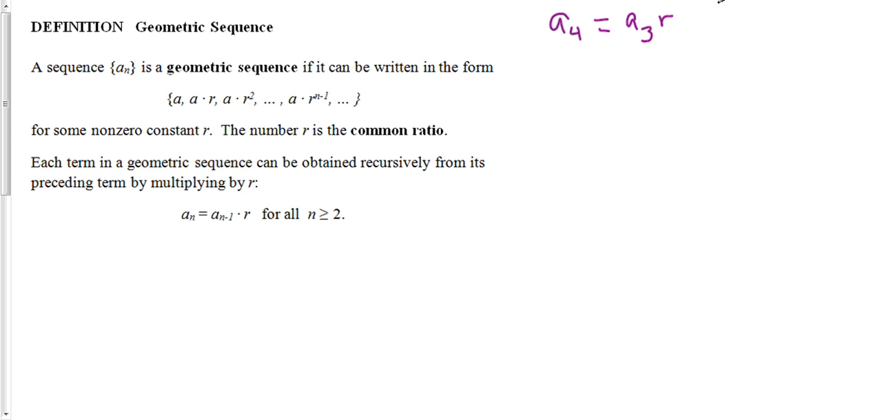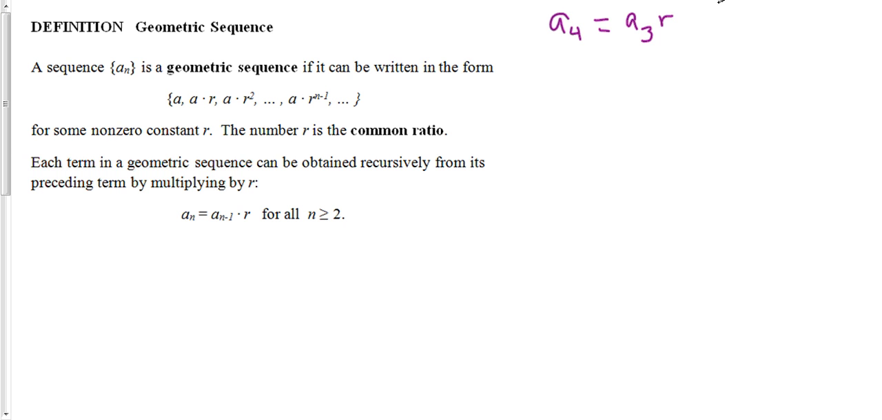This is all fine and good, but sometimes I just want to know what the a_8 term is, and I don't care what the a_1 through a_7 terms are. So is there a way that we could find an explicit rule for this kind of sequence? Let's think about this a_4 term that we have written up here.